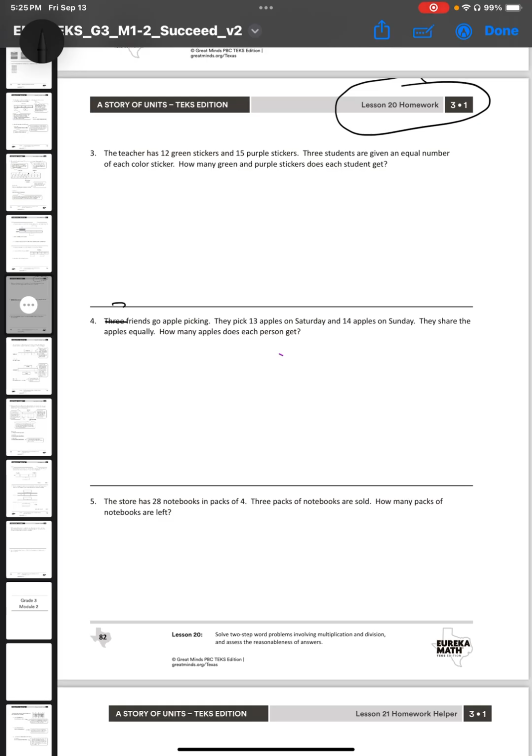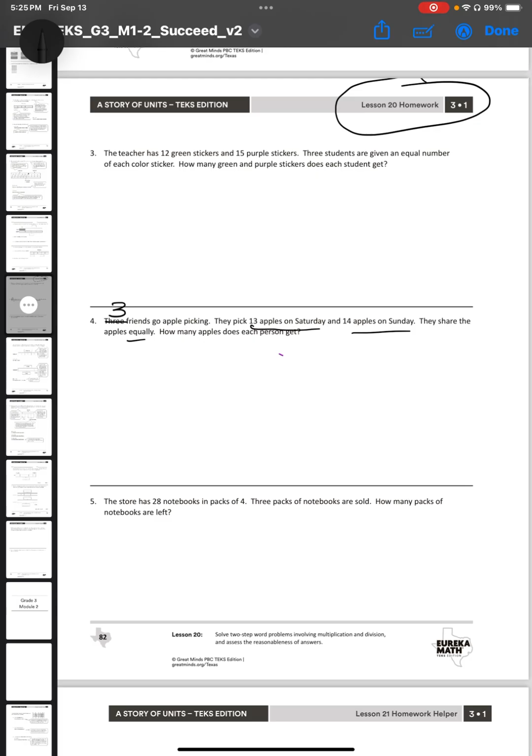Right away, I'm going to change that to a numeral because when numbers are written in word form, that's when kids forget them. They'll leave them out because they're used to seeing a numeral, numeral 3. 3 friends go apple picking. They pick 13 apples on Saturday and 14 apples on Sunday. They share the apples equally. How many apples does each person get?